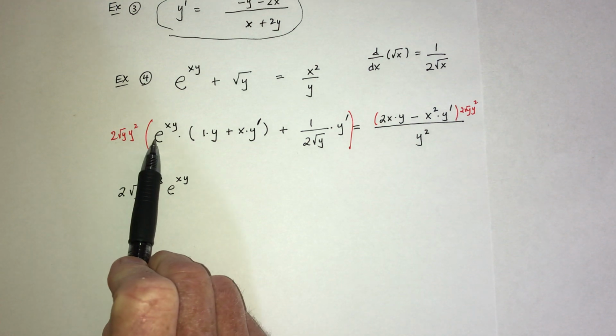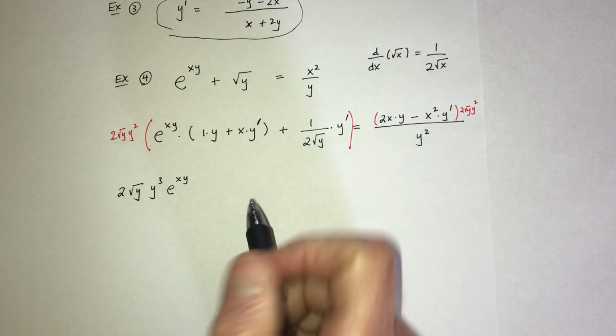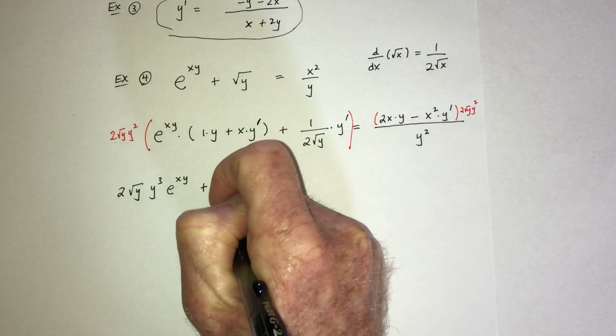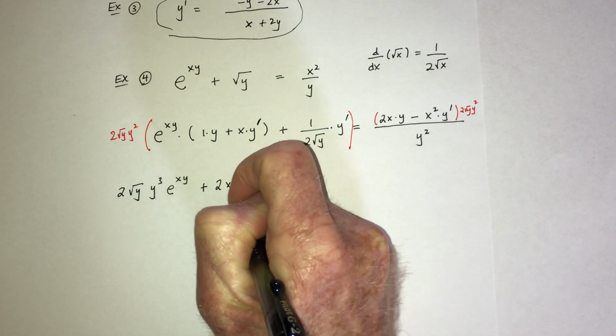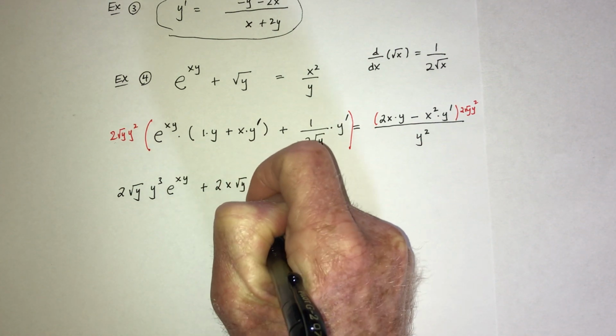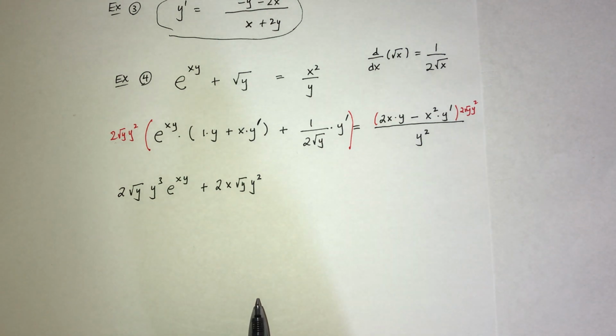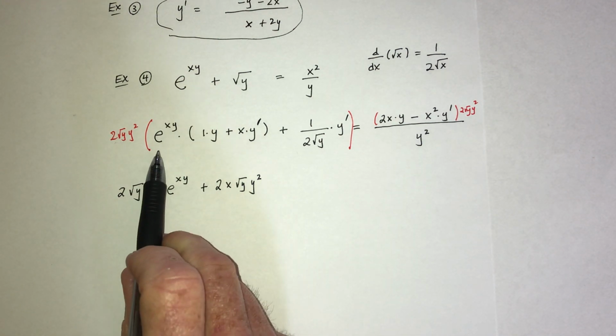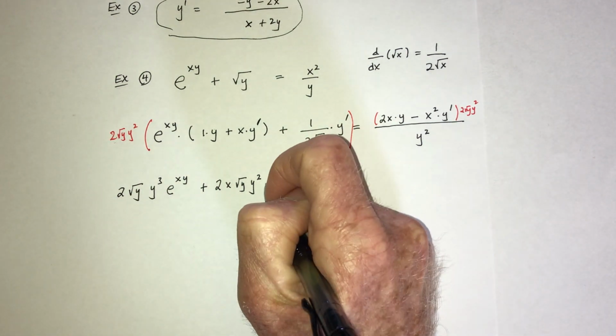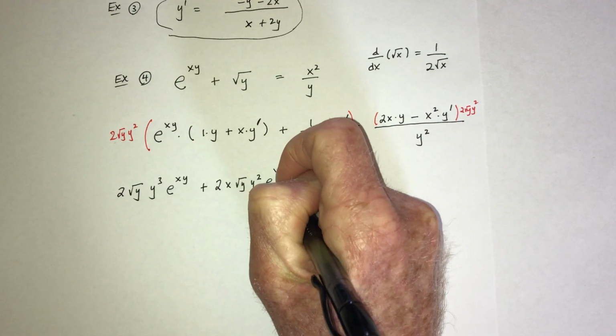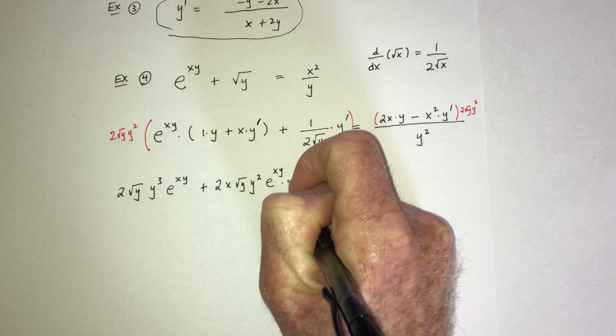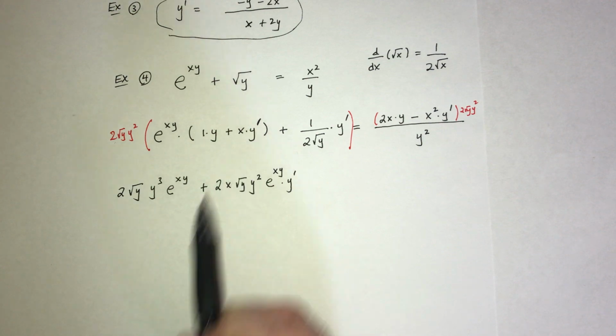And then take this and distribute it over here. So then it would be plus 2x square root of y and y squared. And then also the e part, e to the xy. And then there would also be the y prime.